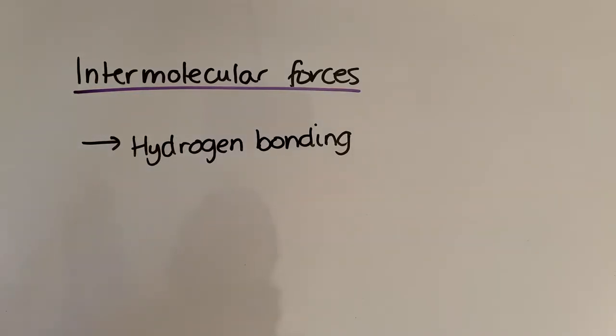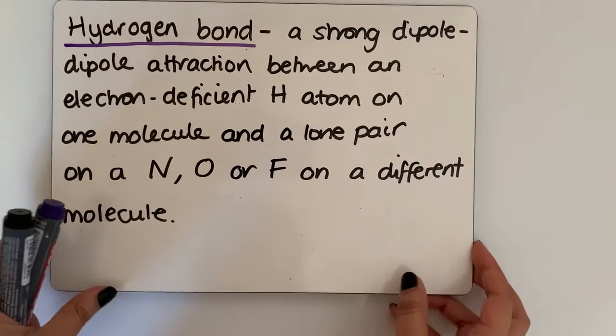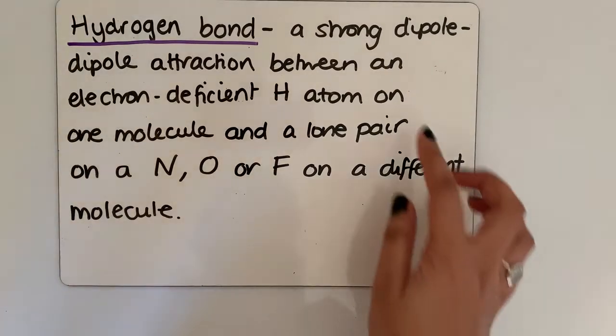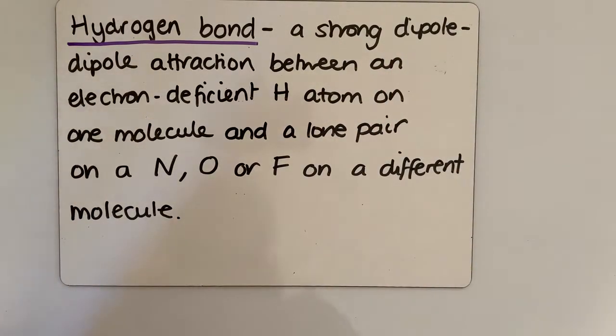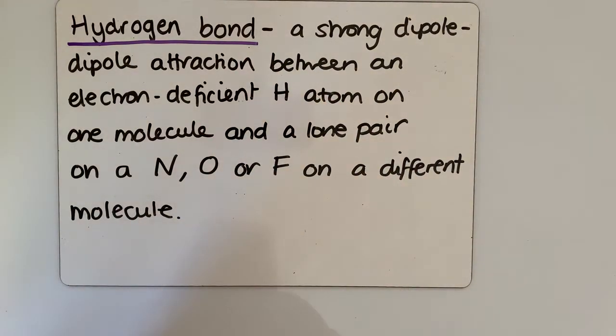So in this video, we're going to look at the last type of intermolecular force, and that is a hydrogen bond. So firstly, let's have a look at how we define a hydrogen bond. It is a strong dipole-dipole attraction. So key thing there, it's very, very strong. So it's the strongest out of the three types of intermolecular bonding, okay?